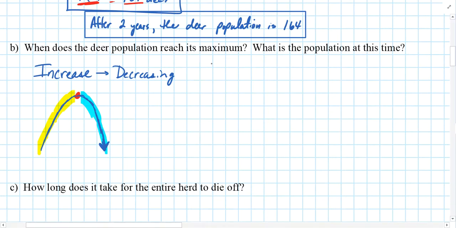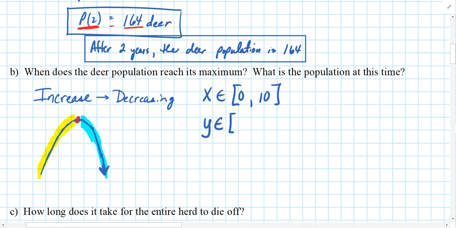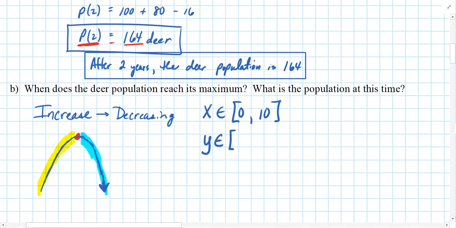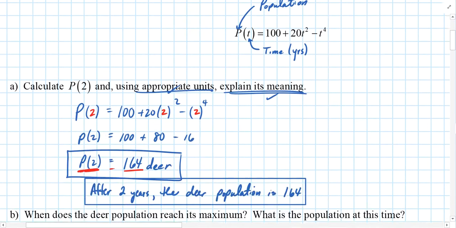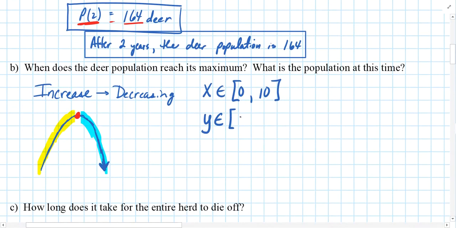So I'm just going to guess something here. I'm going to say that the maximum population is going to occur somewhere between time 0 and time 10. I don't know for sure, but somewhere between 0 and 10 years I'd like to see if the population reaches a maximum. And the population of deer, I don't know what that'll be, but I do know that after 2 years the population is 164, and also we started with 100. So if we started with 100 and we already grew to 164, maybe I'll say that my population has to exist somewhere between 0 and, I don't know, 500 deer.